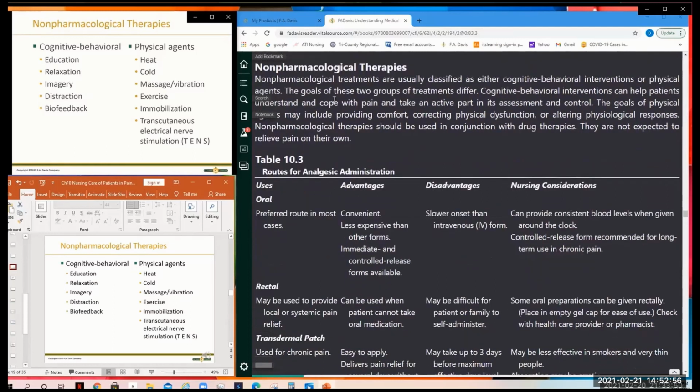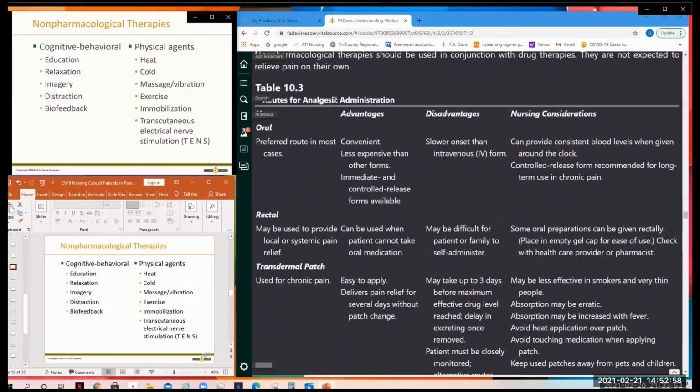Table 10.3, routes for analgesic administration. Oral, the preferred route in most cases. Advantages are convenient, less expensive than other forms, immediate and controlled release forms are available. Disadvantage would be slower onset than IV form. Nursing considerations: it can provide consistent blood levels when given around the clock. Controlled release form recommended for long-term use in chronic pain.